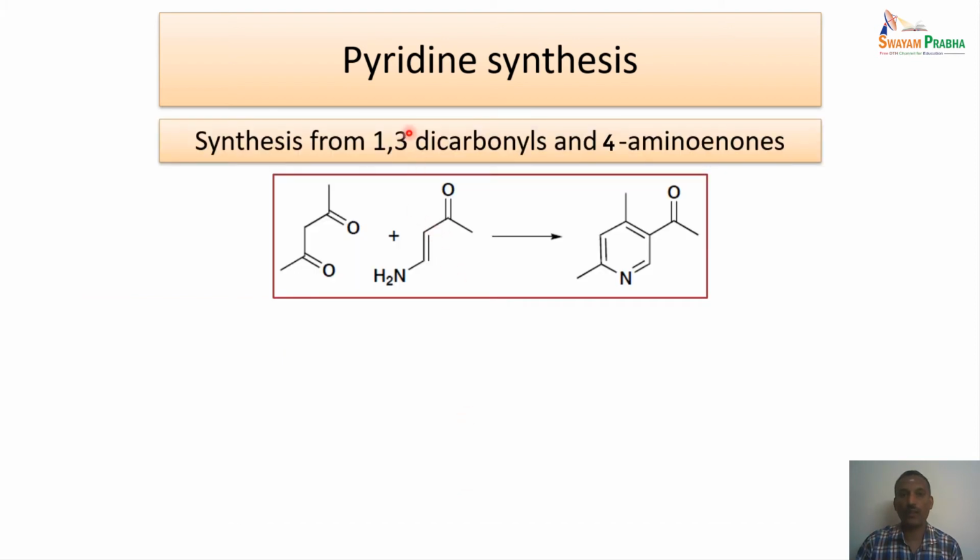Then another synthesis is treatment of 1,3-dicarbonyl compounds with 3-amino enones. This also undergoes condensation reaction to give the corresponding cyclized pyridine derivatives.